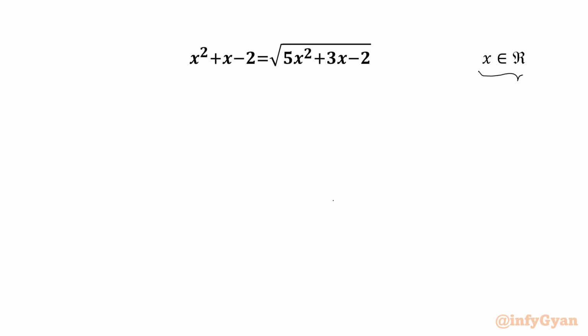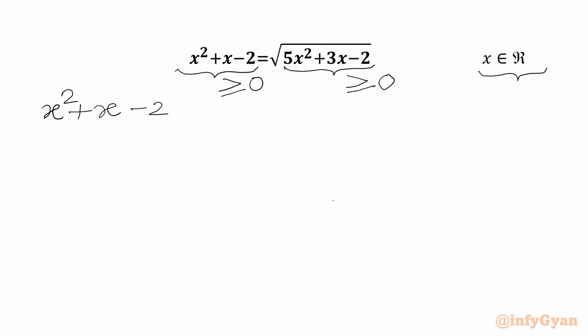Now given that x belongs to real numbers, two things are very clear. Our radicand must be non-negative, greater than or equal to 0. Our LHS must be non-negative, greater than or equal to 0. So we can write two inequalities: x square plus x minus 2 greater than or equal to 0, and from the right hand side, 5x square plus 3x minus 2 greater than or equal to 0.